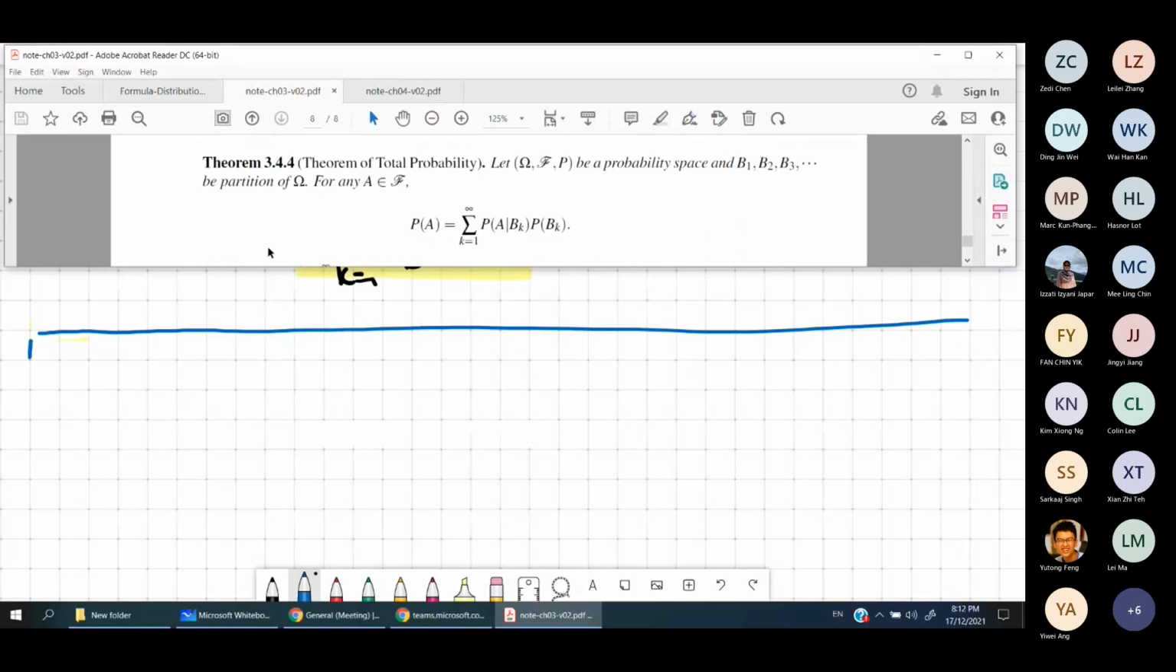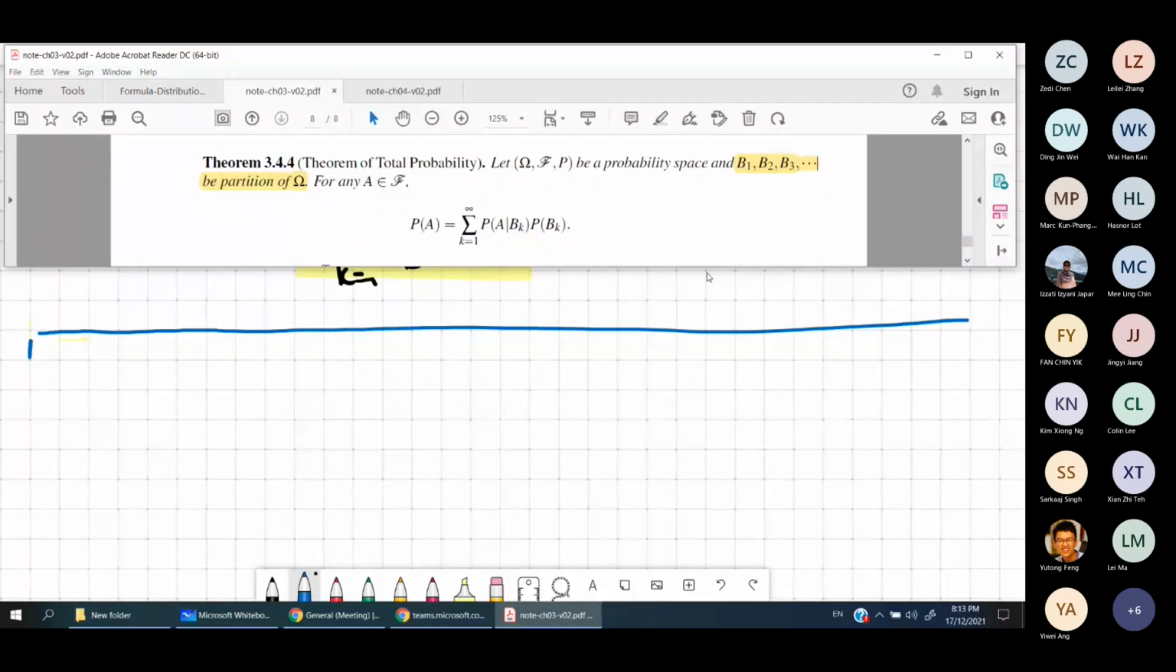Okay, the next theorem will be the theorem of total probability. This is actually an intermediate step for us to construct the Bayes theorem. So let's look at it. If we have B1, B2, B3, and so on, a partition of Ω, that means all these B_k are disjoint and the union of them equals Ω. Then for any event A, we're going to have this formula.